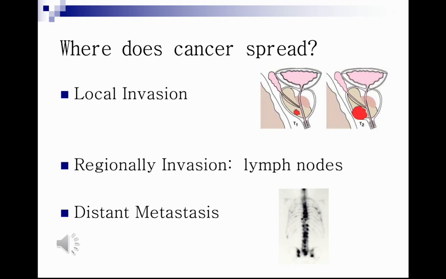Regional, distant metastasis. Again, when you take care of a patient in clinical, you will look up and see what local invasion, regional invasion, and distant metastasis means for your patient. And the American Cancer Society is your best resource for that.